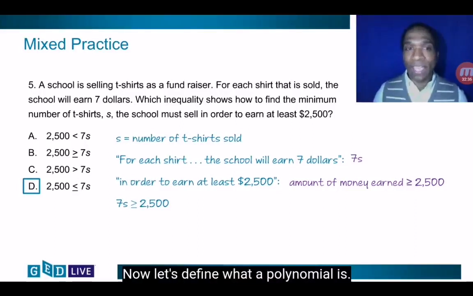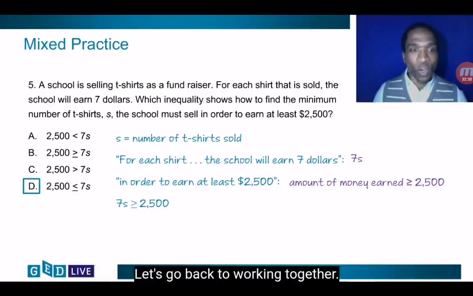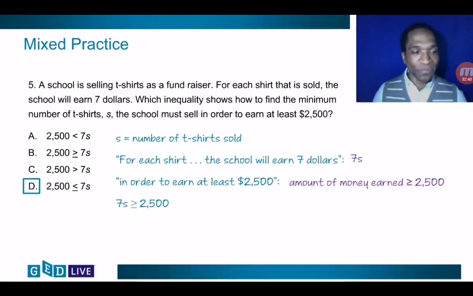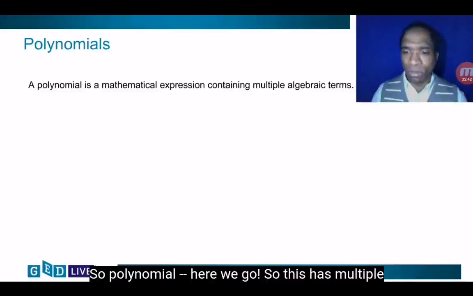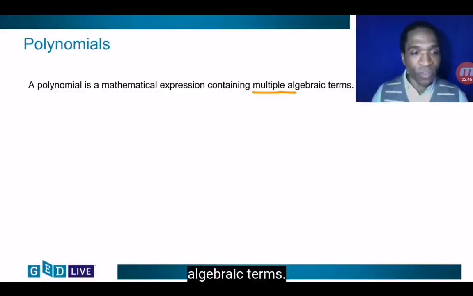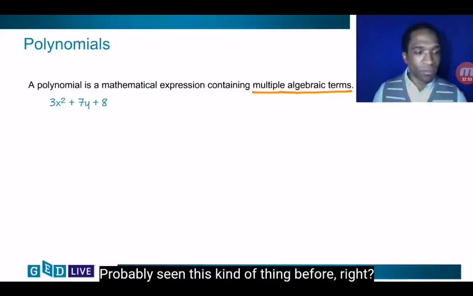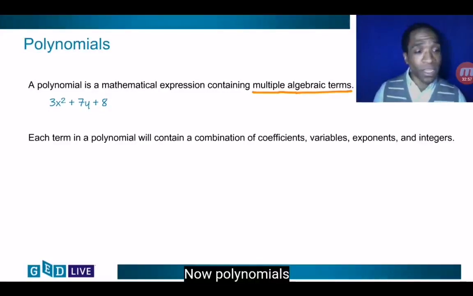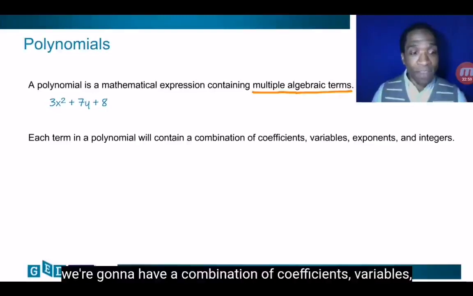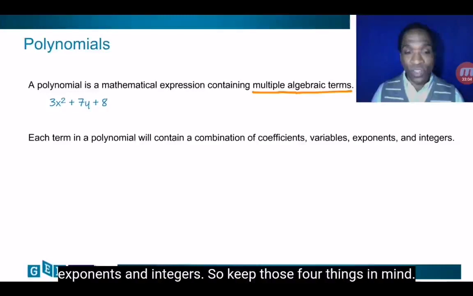Now, let's define what a polynomial is. Let's go back to working together. So polynomial, here we go. So this has multiple algebraic terms. That's what it is. And here's an example of one. Probably seen this kind of thing before, right? Now for polynomials, we're going to have a combination of coefficients, variables, exponents, and integers. So keep those four things in mind.